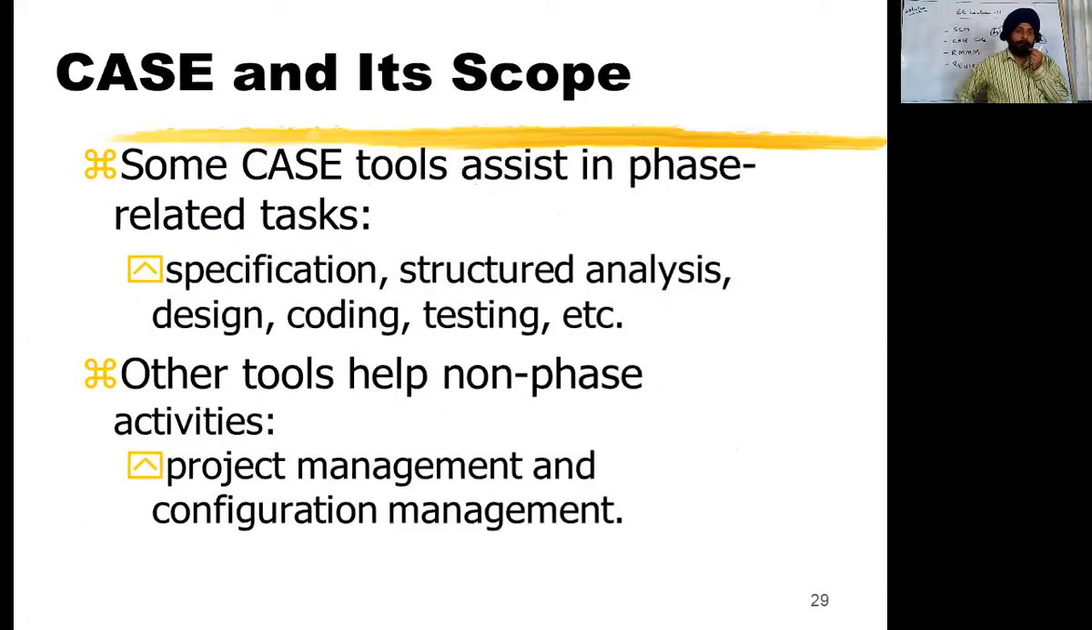Some CASE tools assist in phase related tasks. There are phase tools which help you in the specification of your product, structure analysis, design phase, coding phase, and testing phase. So different types of CASE tools are used in different phases of your software development life cycle. Some other tools cannot be categorized into particular phases, but still they help in different activities of your software development, like tools for project management and configuration management. Next.